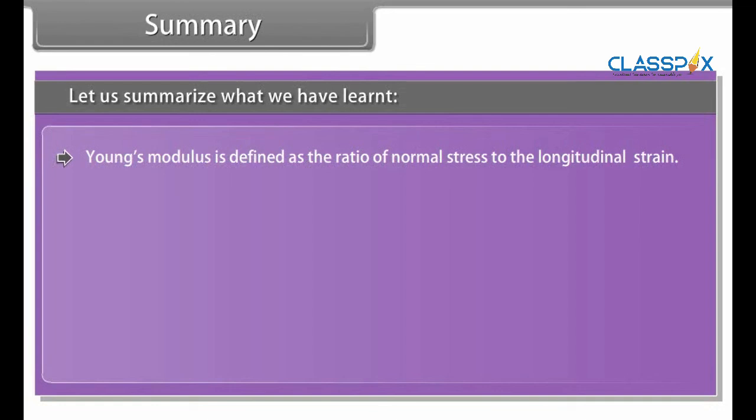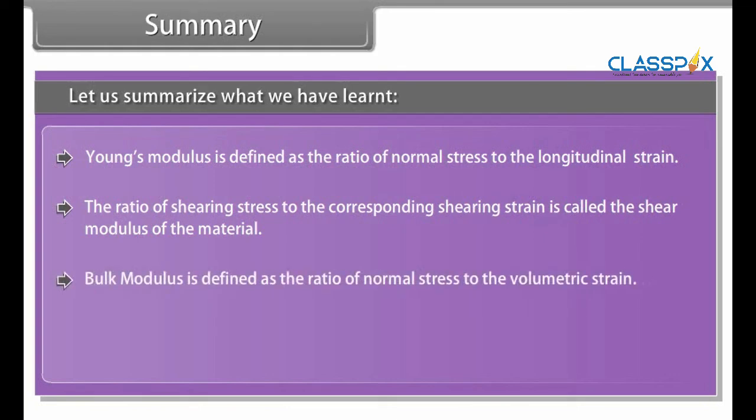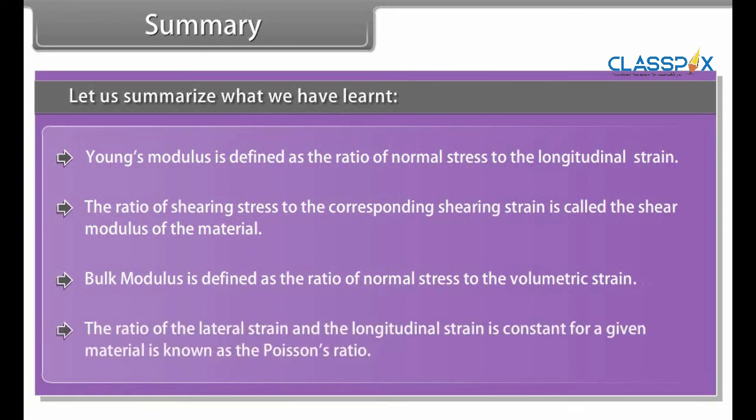Young's modulus is defined as the ratio of normal stress to the longitudinal strain. The ratio of shearing stress to the corresponding shearing strain is called the shear modulus of the material. Bulk modulus is defined as the ratio of normal stress to the volumetric strain. The ratio of the lateral strain and the longitudinal strain is constant for a given material and is known as the Poisson's ratio.